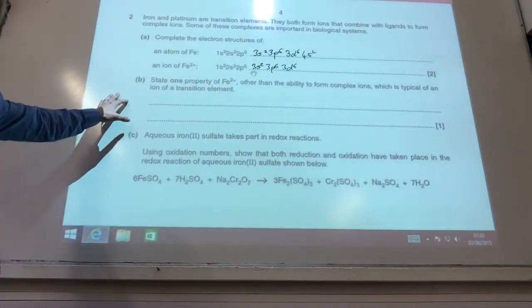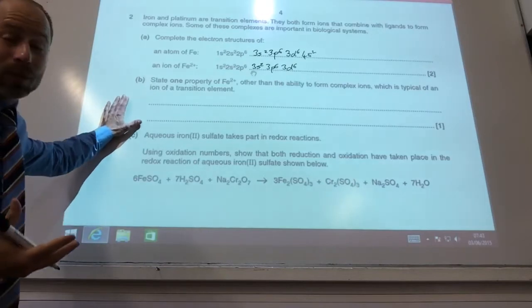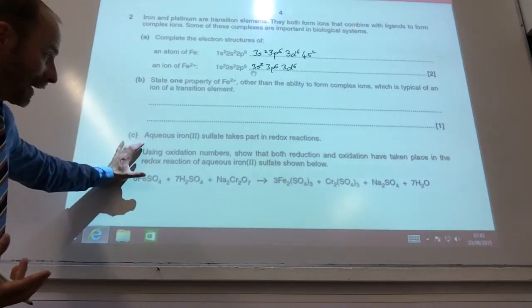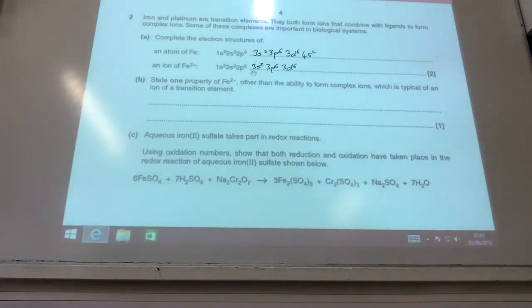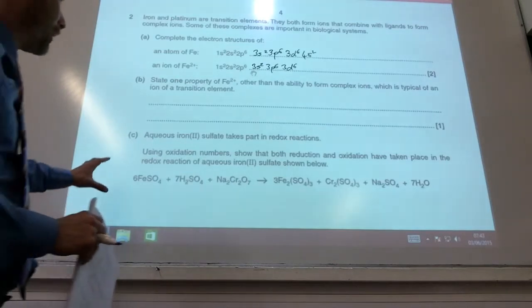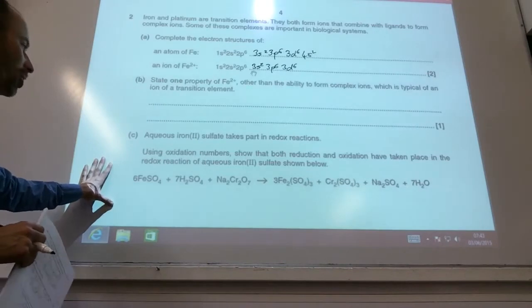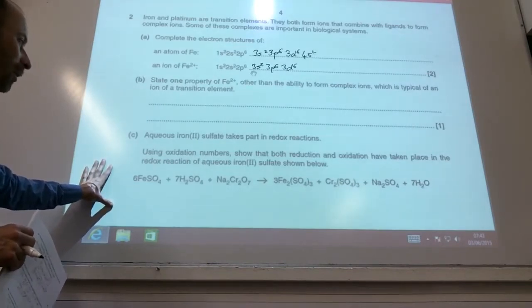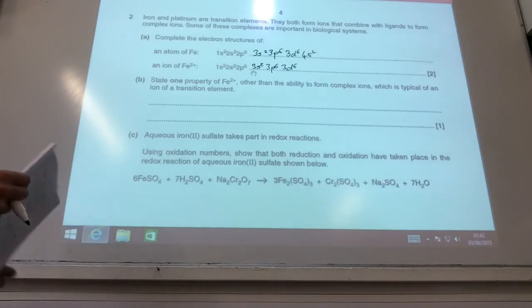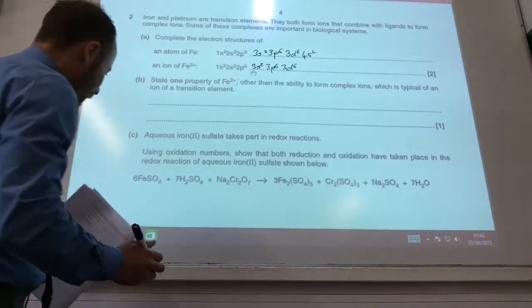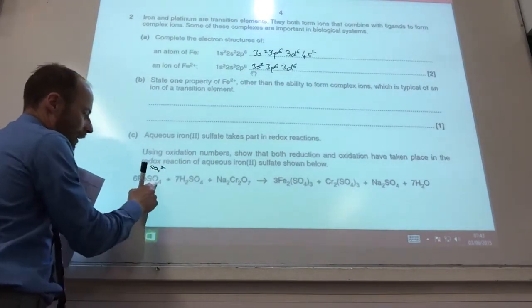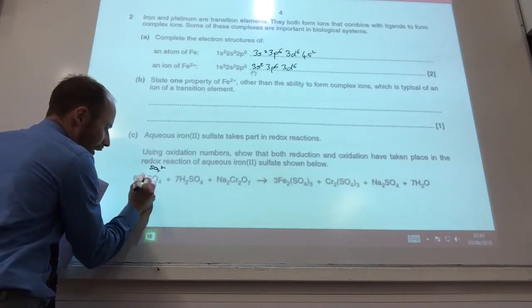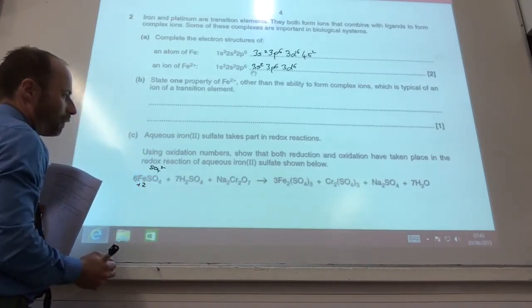One property, other than its ability to form complex ions: it forms coloured compounds, and they're also catalysts. You know, iron is a catalyst. Right, aqueous iron 2 sulfate takes part in redox reactions. Show using oxidation numbers that both oxidation and reduction have taken place. So we've got to work out oxidation numbers. You need to remember sulfate is SO4 2 minus. I've got one of those, so iron here is plus 2.